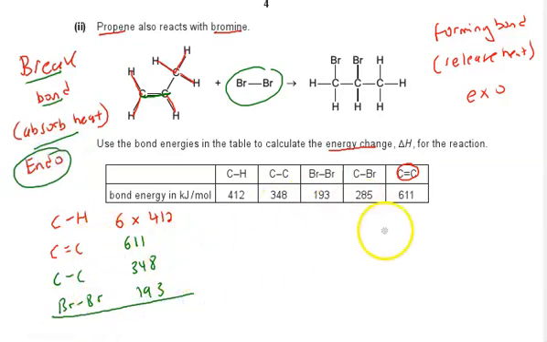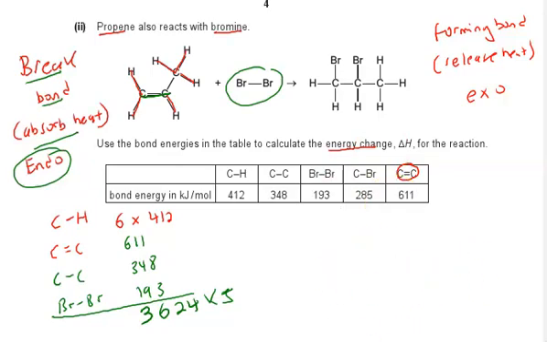Now we total up all of this. Let me calculate this. So you'll be getting 6 times 412, 611, 348 and 193. The total here is about 3624 kilojoules.